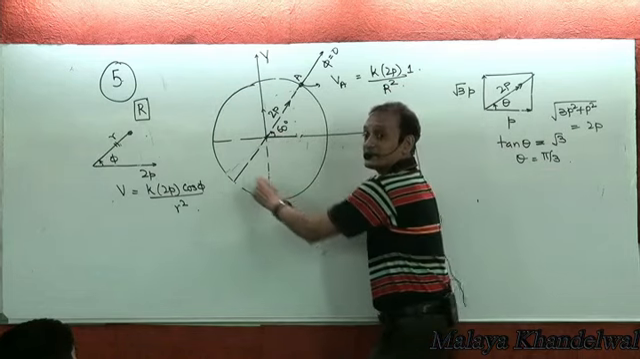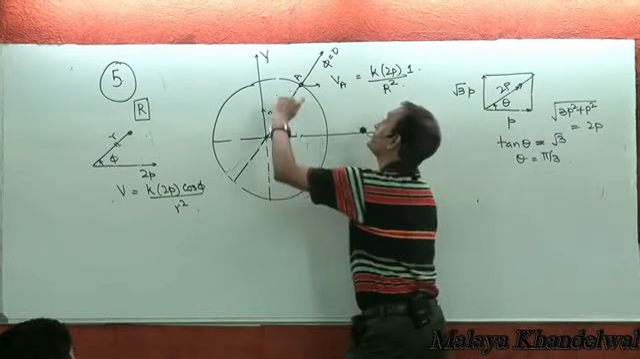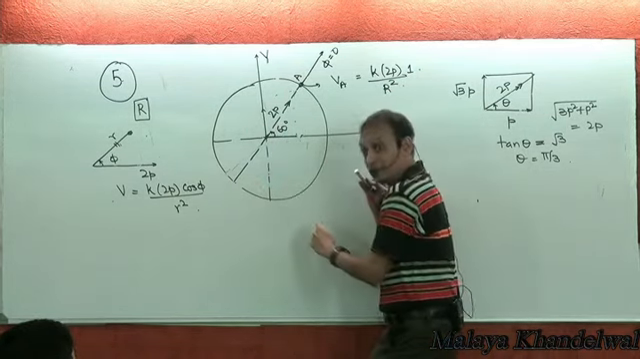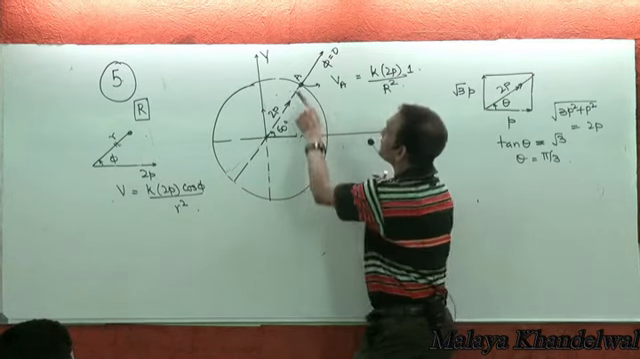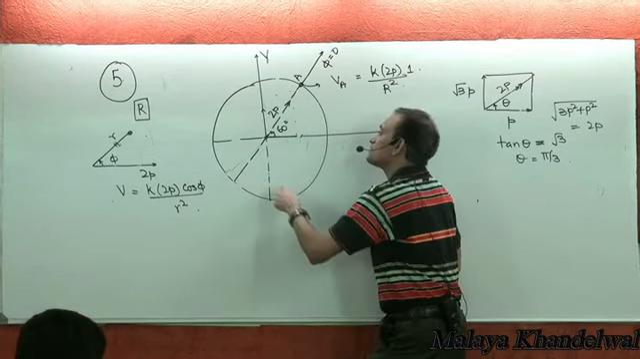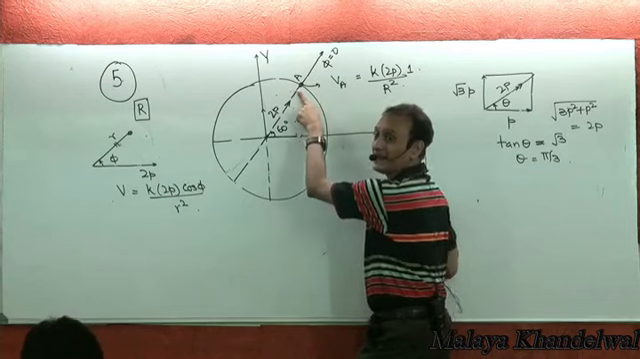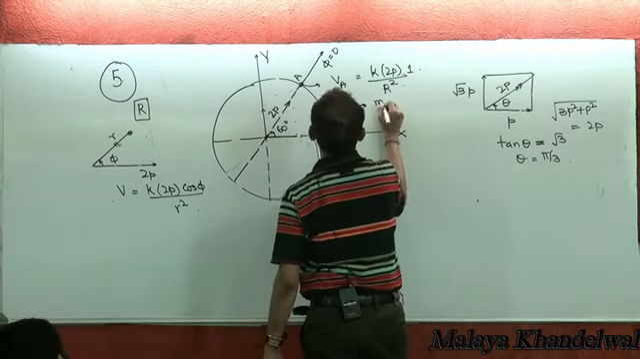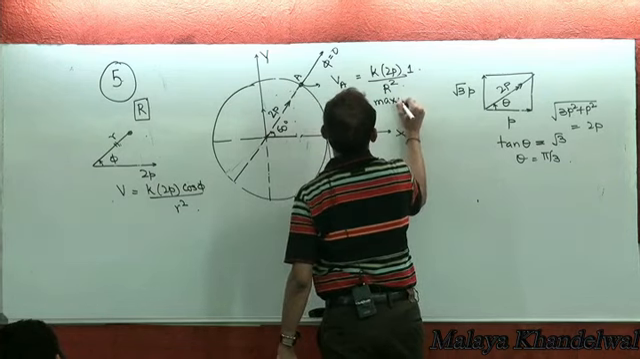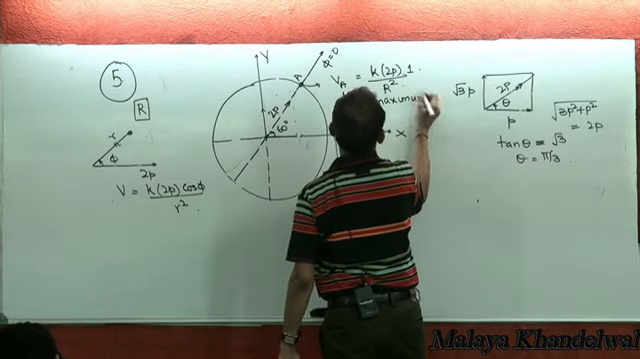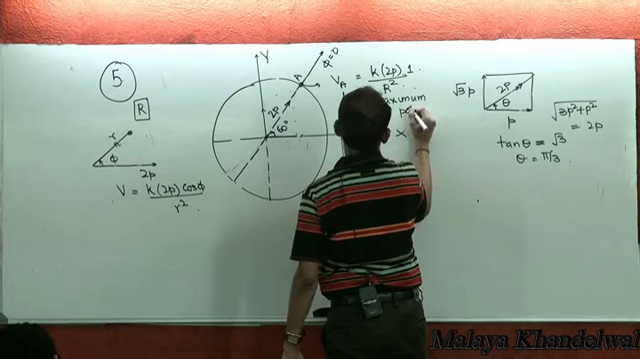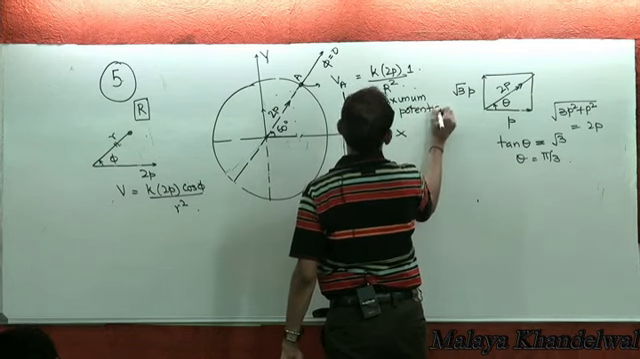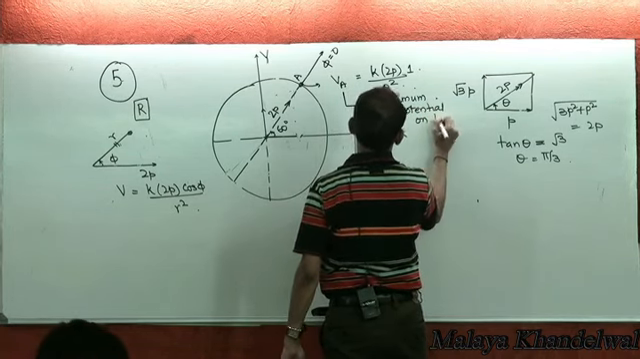At all other points, cos phi would be less than 1 and the potential would be different, it would be less than that at A. So potential on this circle would be maximum at A. Right? So this is going to be the maximum potential that appears on this circle. Maximum potential because of the dipole on the circle is at A.